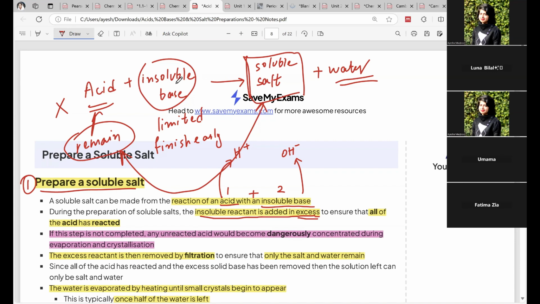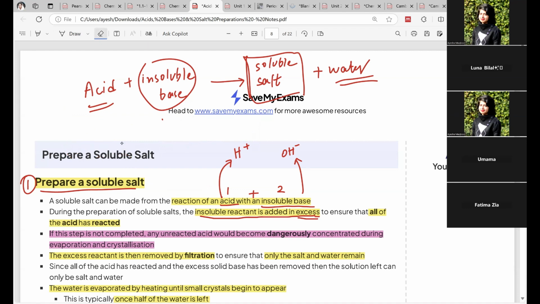The insoluble base should be in excess so that all the acid can react and the acid will finish. The reason is that if we don't use excess base and use limited base, it will finish first. If it finishes first, acid will remain. That remaining acid is going to make the solution very dangerous, because when the water evaporates at the end, by filtration, evaporation and crystallization, that remaining acid is going to be dangerously concentrated. So we need this insoluble base in excess, and the acid should react fully. It should finish early.